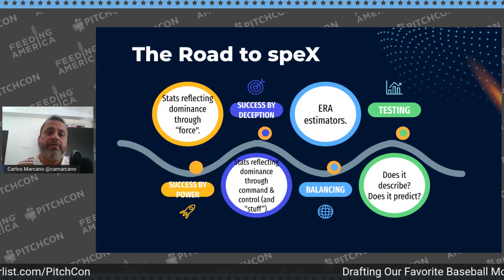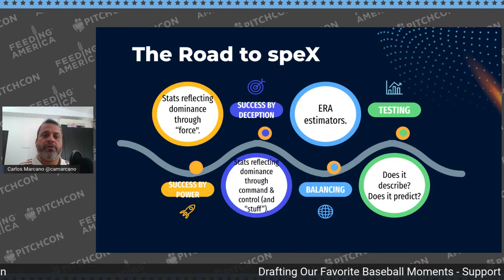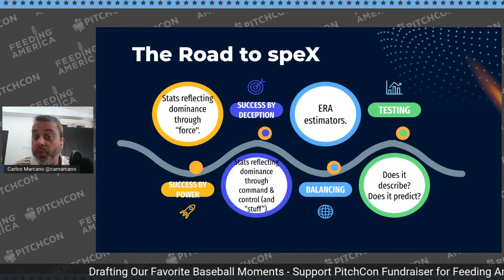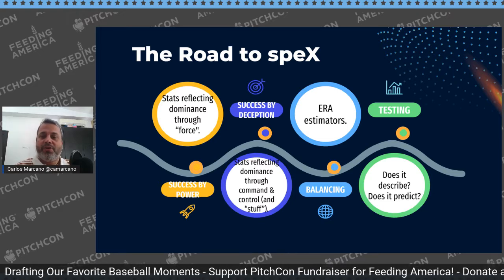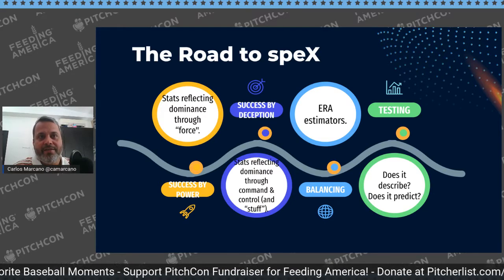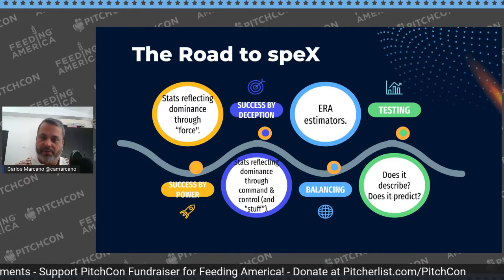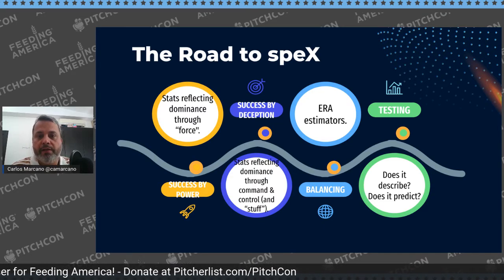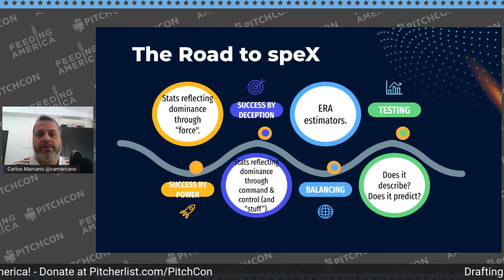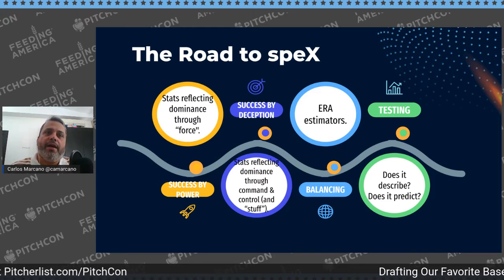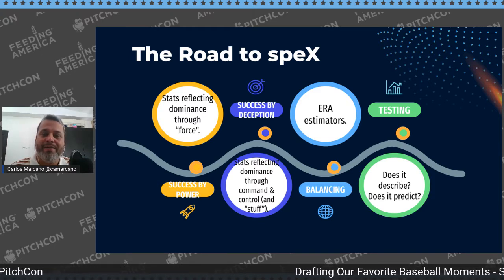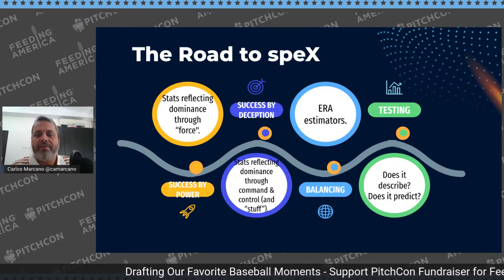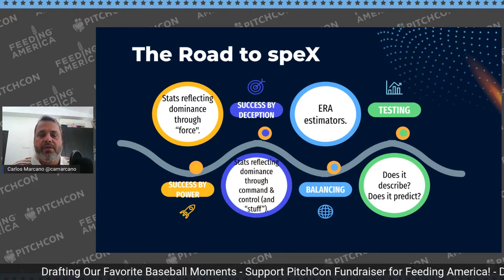And the last part in this road to SpeX was for sure: does it describe, does it predict, does it work? And that's usually the hardest part, because it means doing a lot of testing before putting it in the wild, and it requires not getting blind to the results that you wanted to have, but seeing the actual results that you are getting.